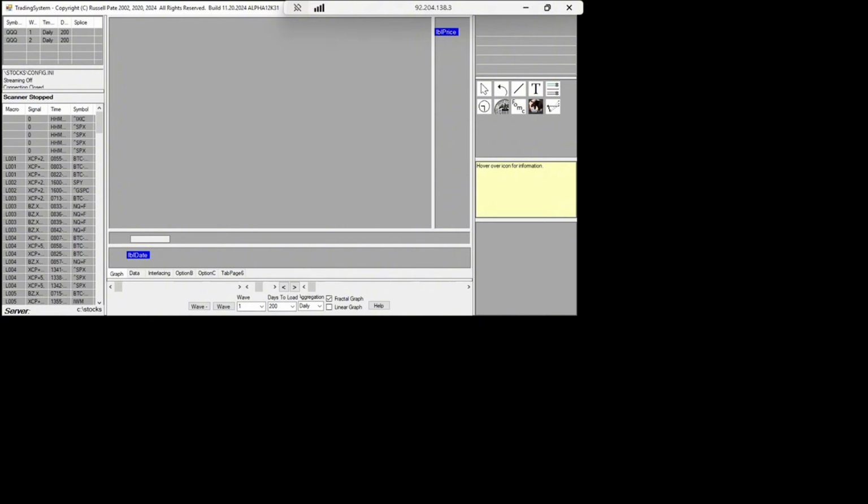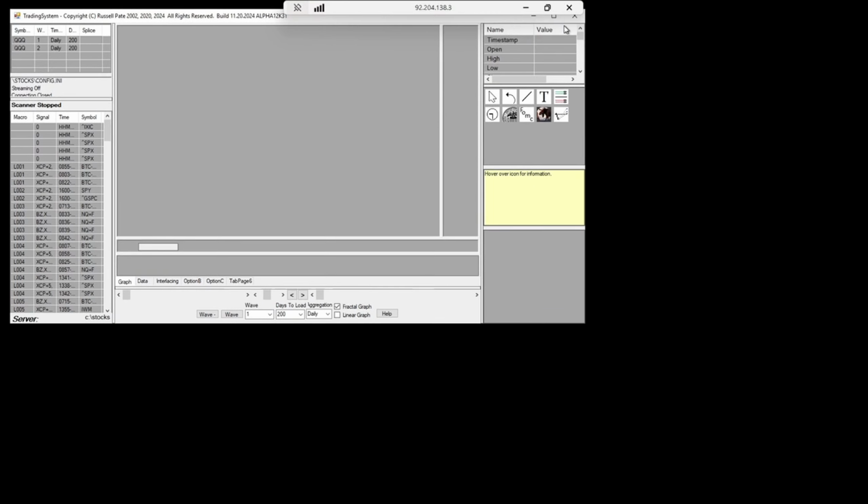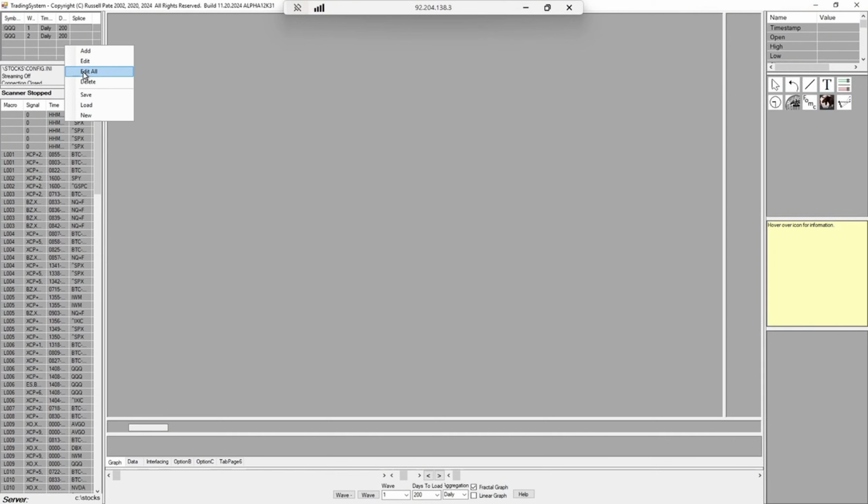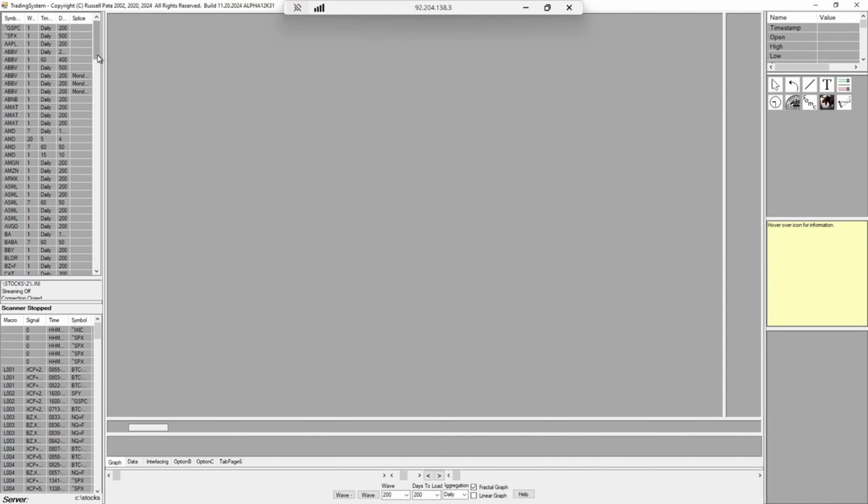There's a question. Does the vector value change if you change the waves data load but keep the aggregation the same? Yes, if you change the waves, the vector will change. But if you change the days to load, the vector should stay the same.